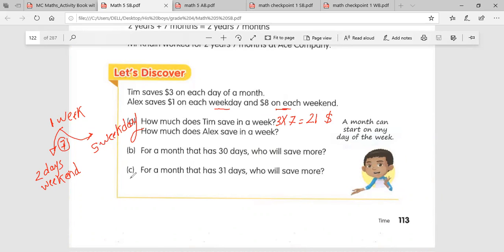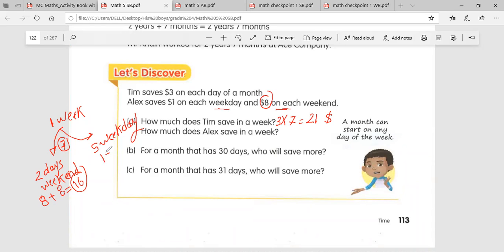Yes, for two days of the weekend he saved a lot of money. So on the two weekend days he saved 8. The first day he saved 8 and the second day of the weekend he saved 8. So how much does he save? 8 and 8 is 16. So he saved 16.